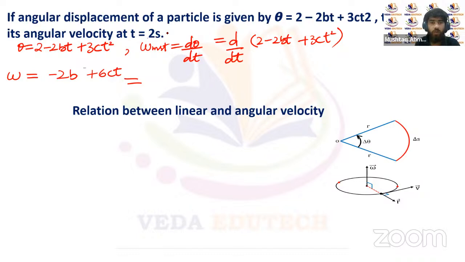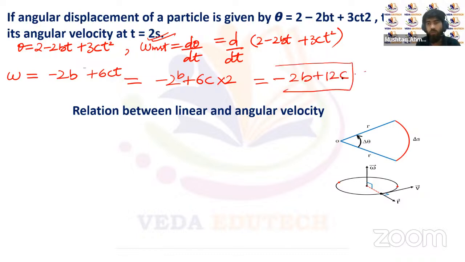Now we have to calculate the angular velocity at time t equal to 2 seconds. Putting t equal to 2 seconds, we get minus 2b plus 6c multiplied by 2, that is minus 2b plus 12c. This will be the instantaneous angular velocity at t equal to 2 seconds. Instantaneous angular velocity is defined as d theta over dt, the rate of change of angular displacement with respect to time.